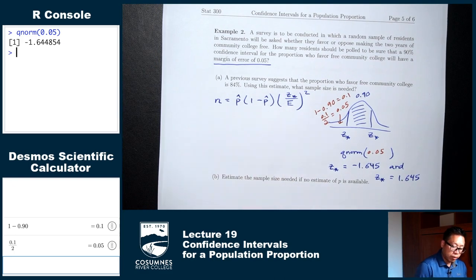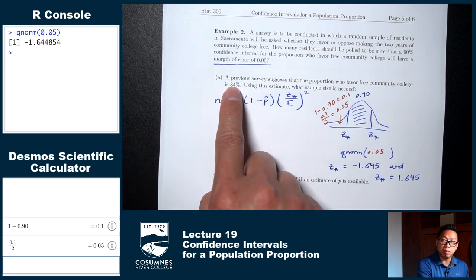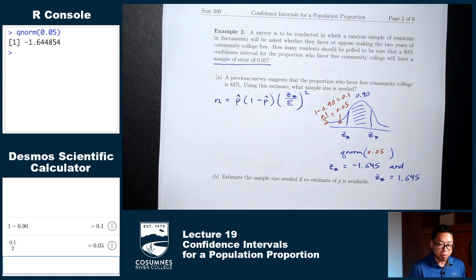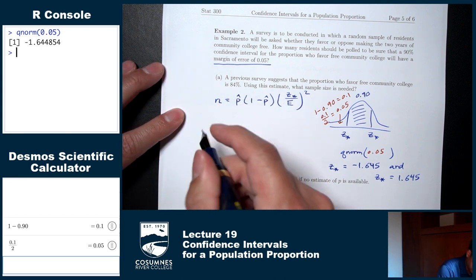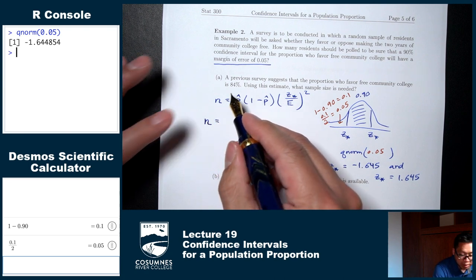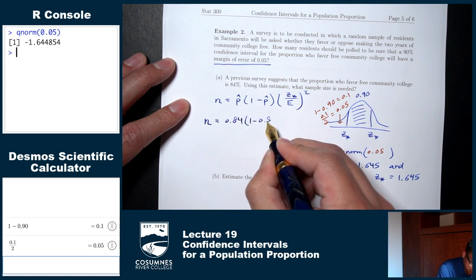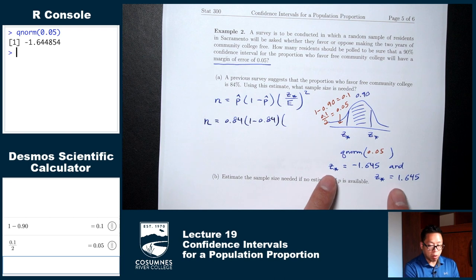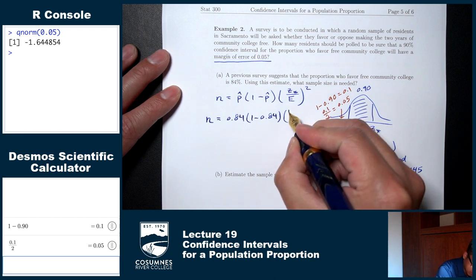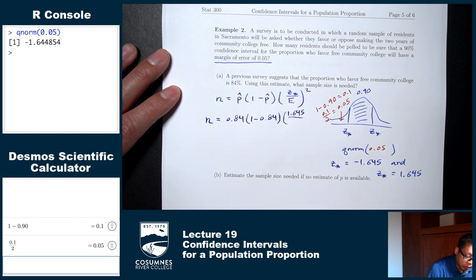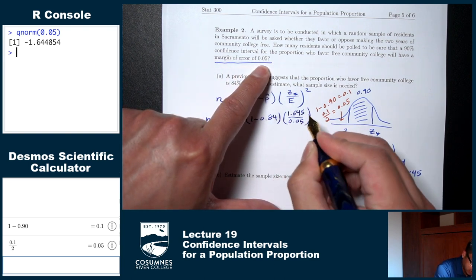So part A says a previous survey suggests that the proportion who favor free community college is 84%. So we are given here a prior estimate for p hat. Since we have a prior estimate, we're going to use it. So we're going to use 84% for the p hat. P hat as a decimal, 84%, is 0.84. 1 minus p hat is going to be 1 minus 0.84. Z star, I have two Z stars, but I always use the positive one. So we're going to use the positive 1.645 over E, margin of error, we said margin of error was 0.05. And then don't forget to square.